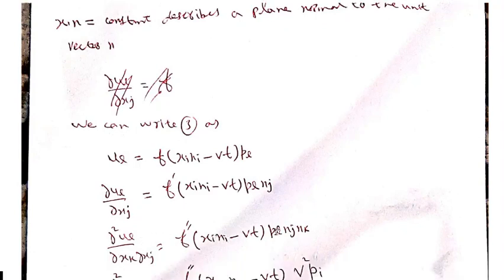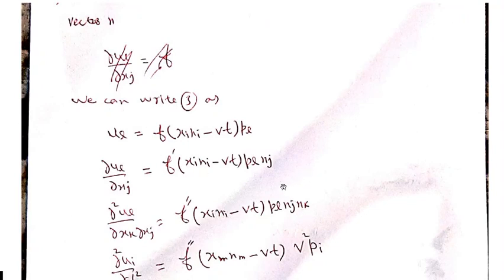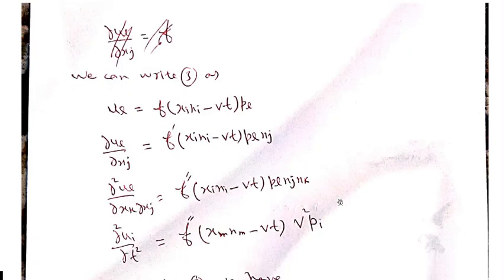This is the first derivative, and for the second derivative again you have n_k, giving f double dash n_j n_k. Now for t, again you have f double dash of x_m n_m minus vt and v squared p_i.